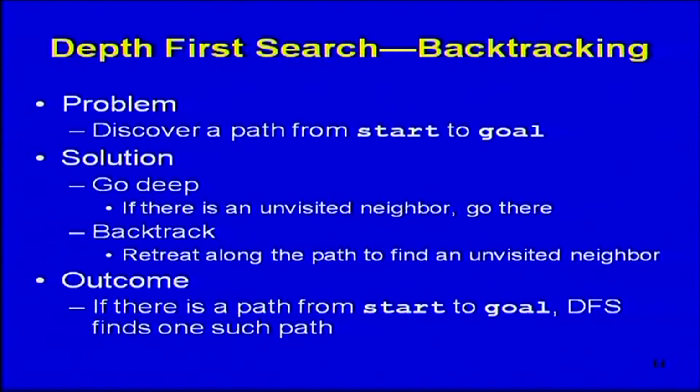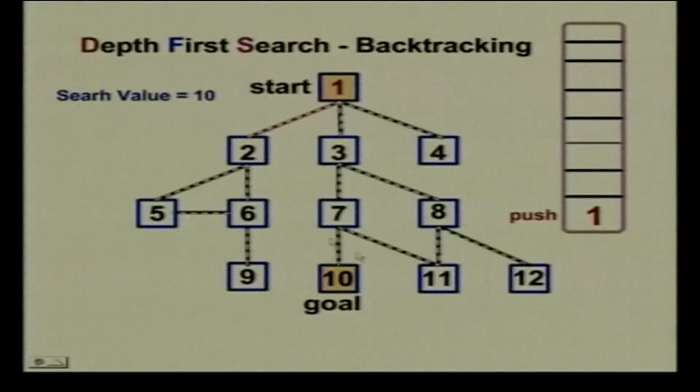So, the problem is as follows: discover a path from the start to the goal, and the solution is to go deep. If there is an unvisited neighbor, go there, then you retreat along the path to find an unvisited neighbor. The outcome is, if there is a path from the start to goal, DFS will find such a path. So, you are going to go deep and you are not going to go breadthwise, that is the idea. This is a typical application of a stack.